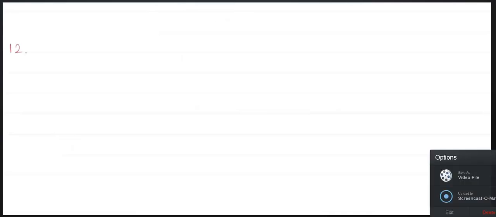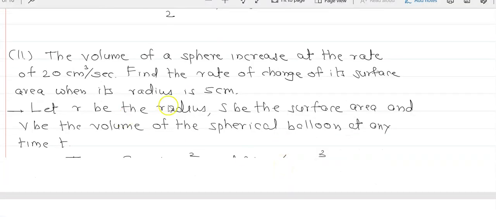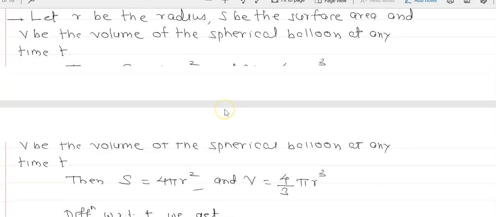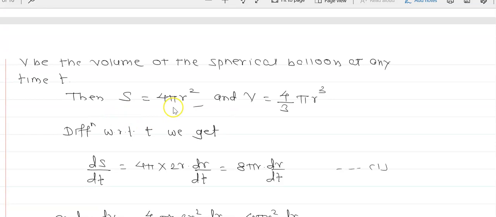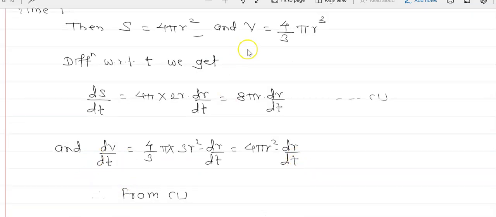Now the next is, see this again. The volume of the sphere increases at the rate of 20 centimeter cube per second. Find the rate of change of its surface area when the radius is 5 centimeter. We have S, differentiate this S, you will get 8 pi r into dr upon dt. Differentiate this V, dV upon dt, that is 4 upon 3 pi 3 r square into dr upon dt, that is 4 pi r square into dr upon dt.